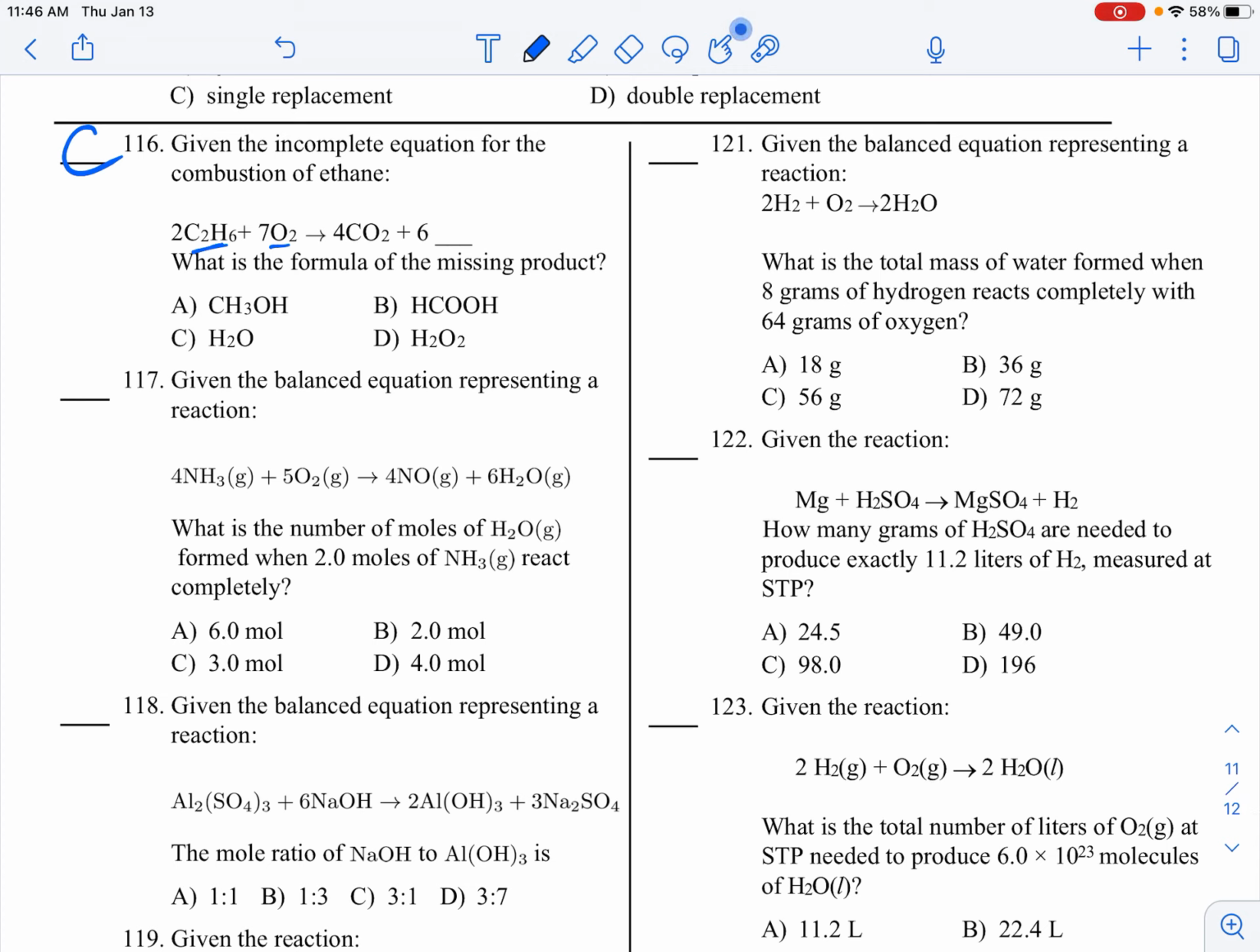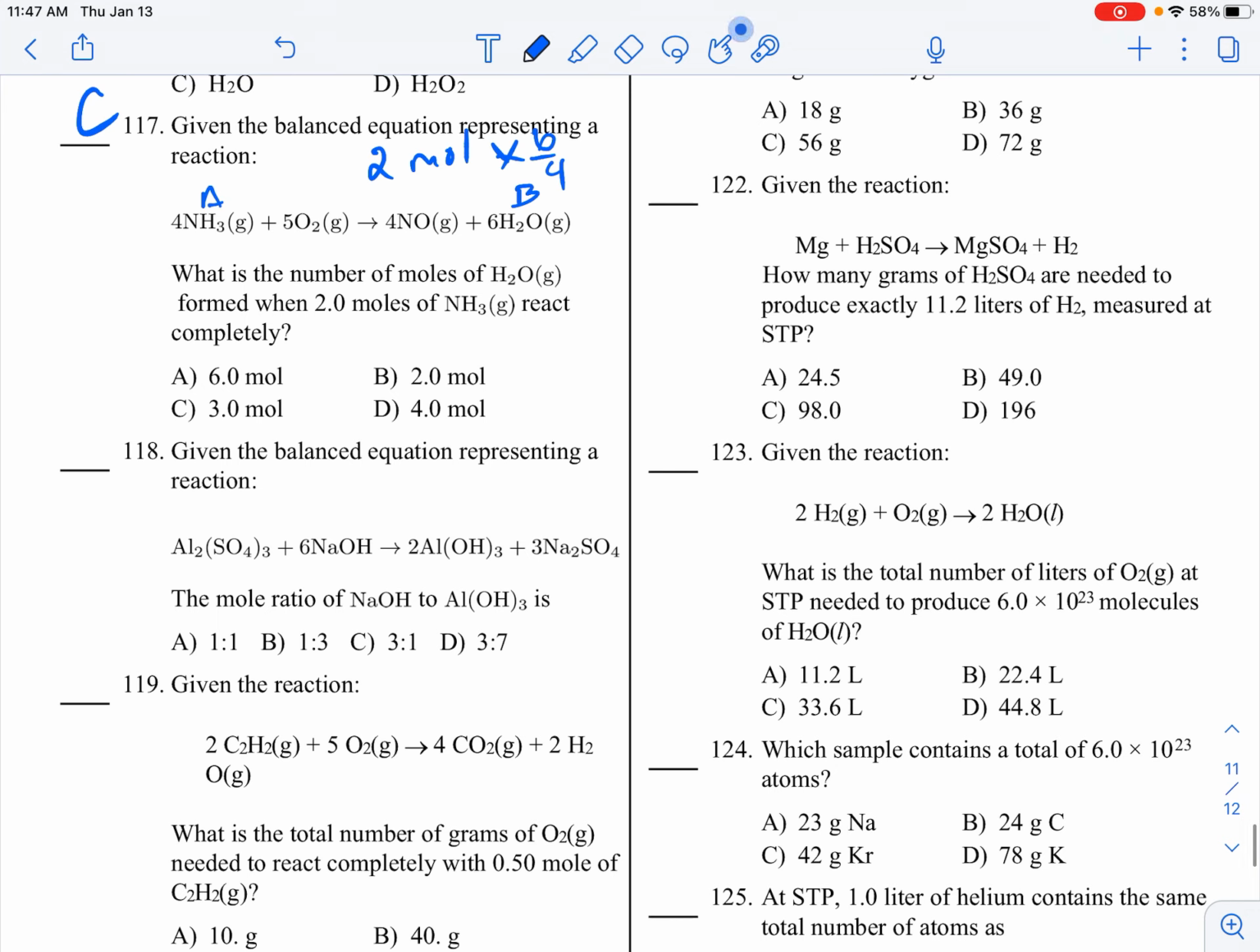Stoichiometry. So let's see. Number of moles of H2O, 2 moles. I seek H2O, so that's this. I know this. So 6 over 4. 2 times 6 over 4. So 2 times 6 divided by 4 is 3. Choice C. The mole ratio of NaOH to AlOH3 is 6:2, which can be simplified down to 3:1.